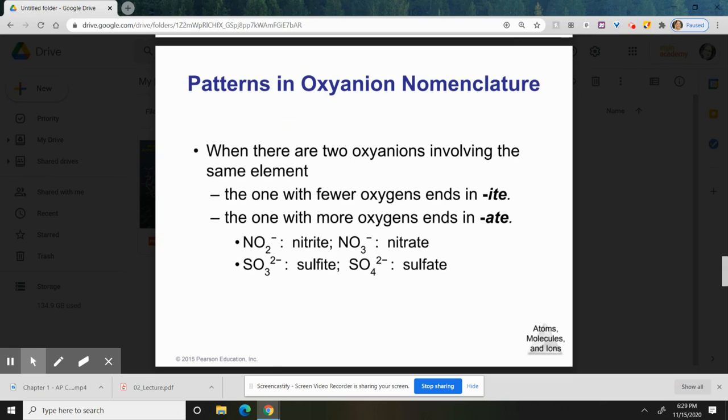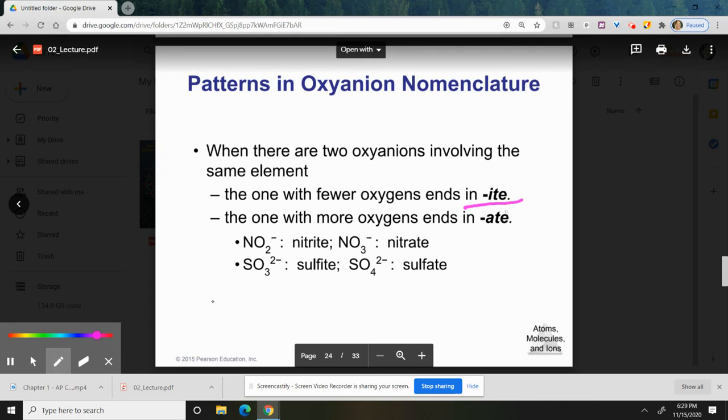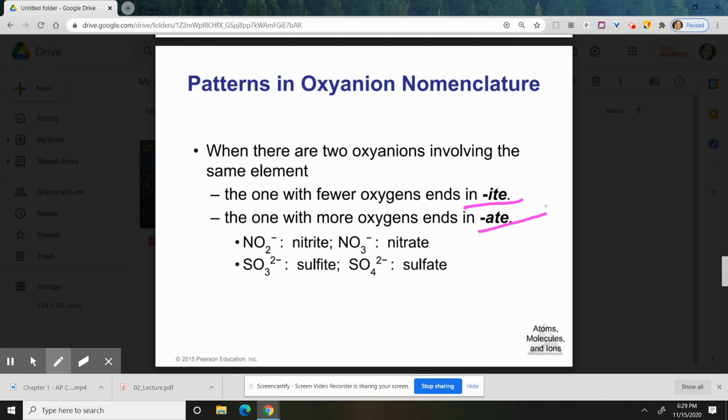So there are some patterns to help you remember. The fewer oxygens it has, the ending is ite. If it has more oxygens, it's ate. So nitrite is NO2 minus, nitrate is NO3 minus, sulfite, SO3 2 minus, sulfate, SO4 2 minus. Also, typically when you have the series with the same starter element and you're just changing the number of oxygens, the charge is not changing. So if you can remember the charge of one, it'll be the charge of the rest of them.